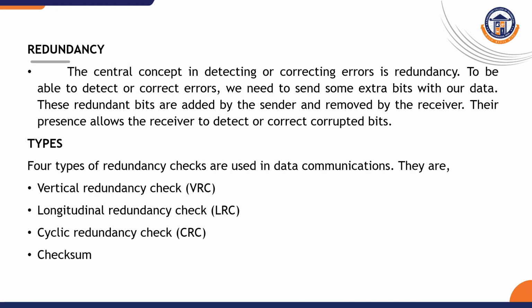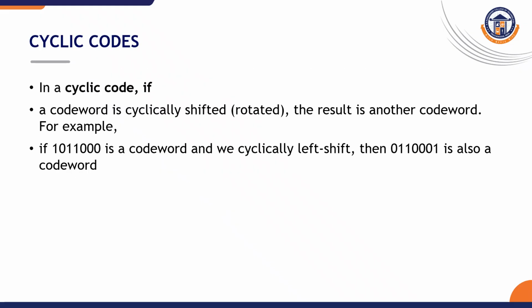There are four types of redundancy checks used in data communication. First one VRC, second one LRC, third one CRC, cyclic redundancy check, and the fourth one is checksum. In this lecture we are going to see about cyclic redundancy check as well as checksum. The cyclic redundancy check comes under cyclic codes.